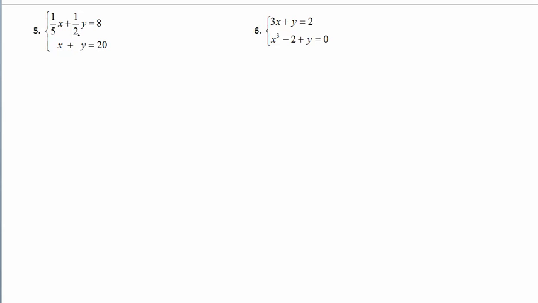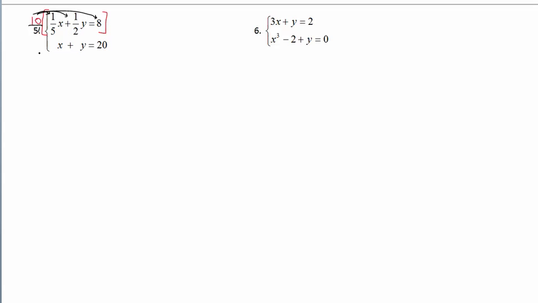Let's get rid of the 1/5 and the 1/2. 5 and 2 both divide into 10. So let's multiply everything in this top equation by 10. All right, so I'm going to come down here and record the new equation that I get as a result of multiplying every term by 10.